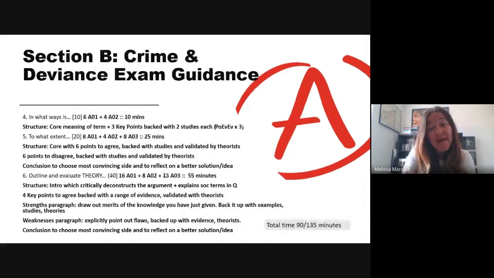Now, section B is going to be your most challenging exam questions you have ever had. Now, this is going to be your option part, so I wouldn't worry about it now until the end of summer. You'll be tackling this section when you get back into year 13. But just so that you are aware, you have got 3 questions.